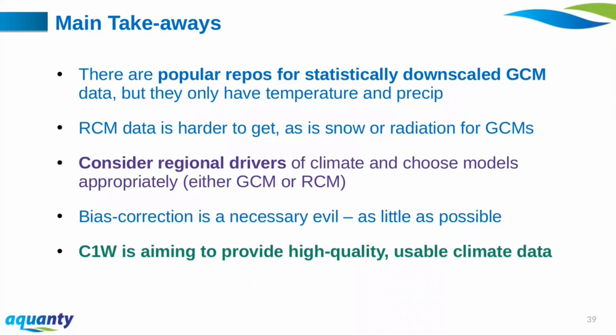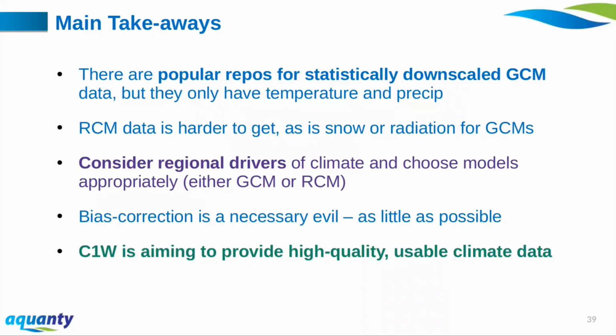Same is true for regional climate models. Usually you have to go to the output directly, to the model output. When you're designing a study, and this is the last section, really consider your regional drivers of the climate, and this will determine whether you can use a GCM or an RCM. It's something where you just have to understand your region and what is important, and this is a judgment call you'll have to make as a modeler.